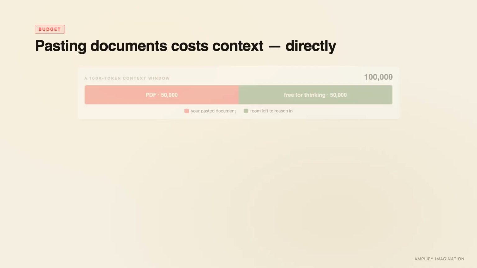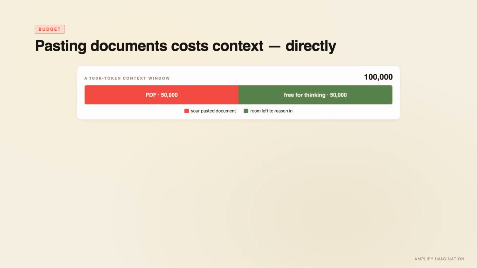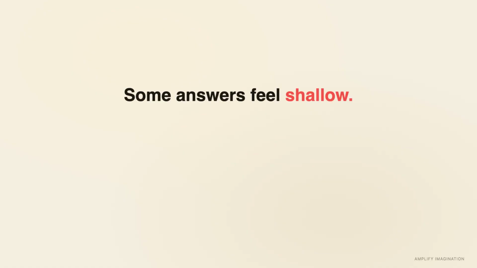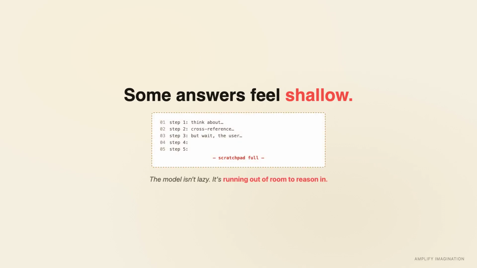Second, pasting huge documents costs context budget. A 50,000 token PDF eats half of a 100K context window. The model can read it, but it has less room to think alongside it. Third, context limits explain why some answers feel shallow. The model isn't being lazy. It might just be running out of room to reason in.